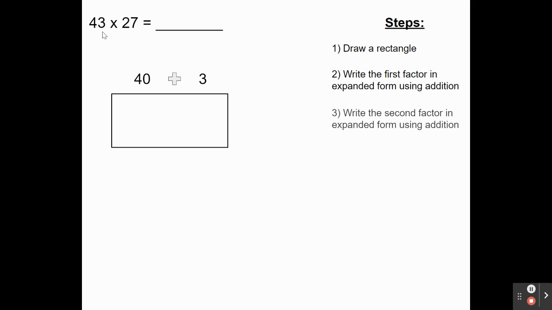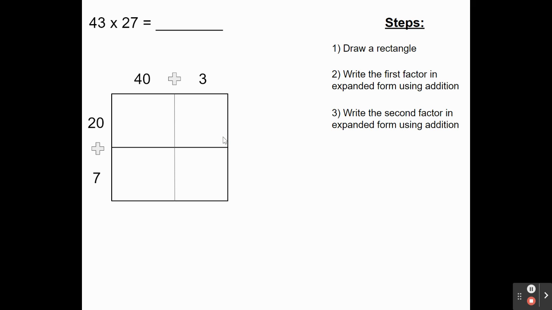Now let's write the second factor in expanded form using addition. Here we have a 2 in the tens place, so the value is 20. The 7 is in the ones place, so the value is 7. Notice we extended our rectangle at the bottom to create more space. Wherever we see an addition sign, we're going to draw a line.